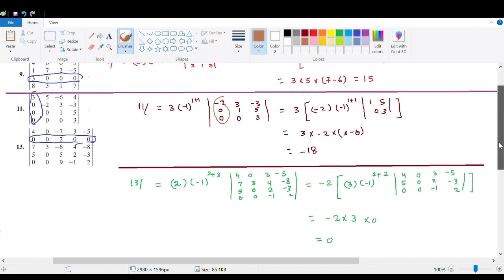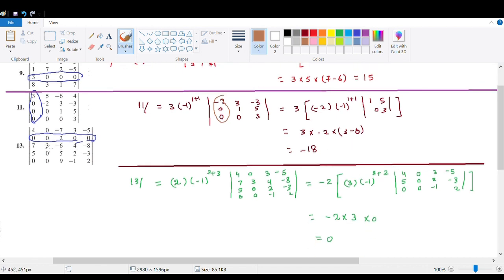The last one, which is 13, we said we will go through the second row. So here we go. Then after that I go through this one, which is the second column, and I get this matrix, and these numbers multiplied by the determinant of this matrix. I found all of them are 0, so that means if I go through the second column, I will get this one multiplied by 0, so this one is equal to 0, and the determinant will be equal to 0.